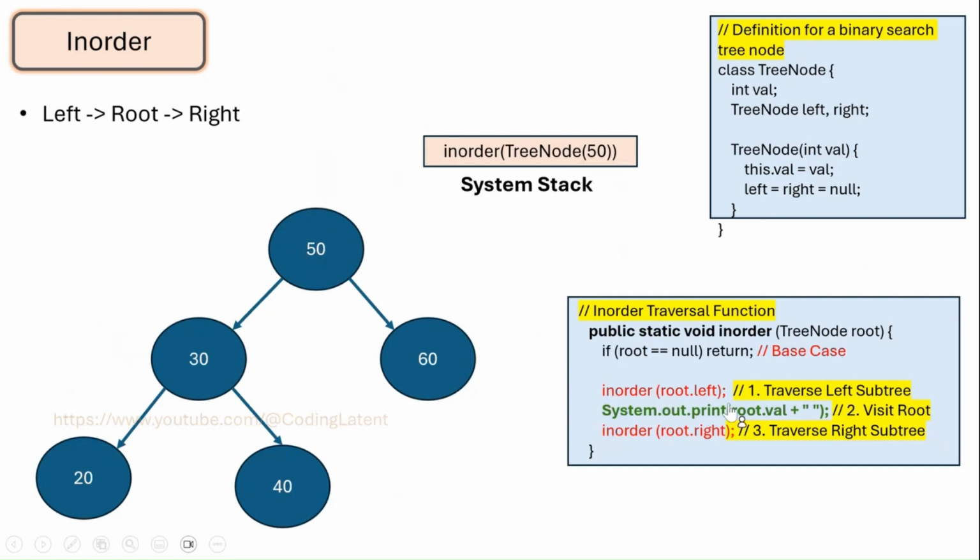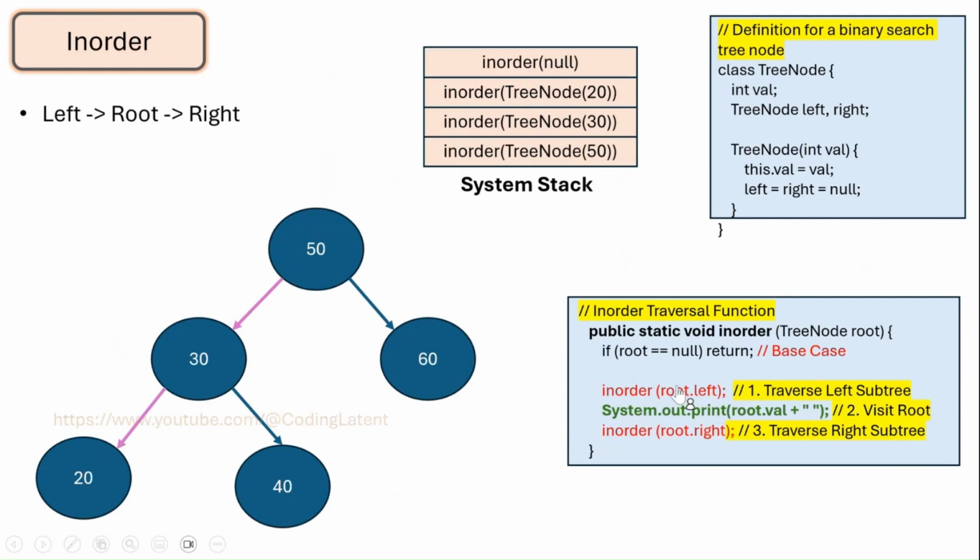Now we are not visiting the root, we are going to the left side of it. Now 50 root dot left is 30, so in-order will be called with the node 30 as a root. So for this subtree, for this root 30, we'll go to the left side, which is 30 dot left, is 20 here. So in-order will be called with node 20 as a root. So for node 20, it will again go for the left side. So for node 20, there is no left, so it will basically return because it is null.